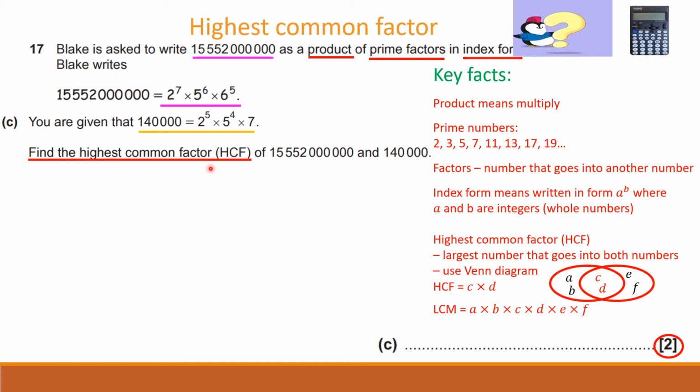Press pause, have a go at working out the answer, and then press play when you're ready to hear the answer. Well done, guys. Hopefully you've managed to have a think about how to work out what the highest common factor is of these two numbers.